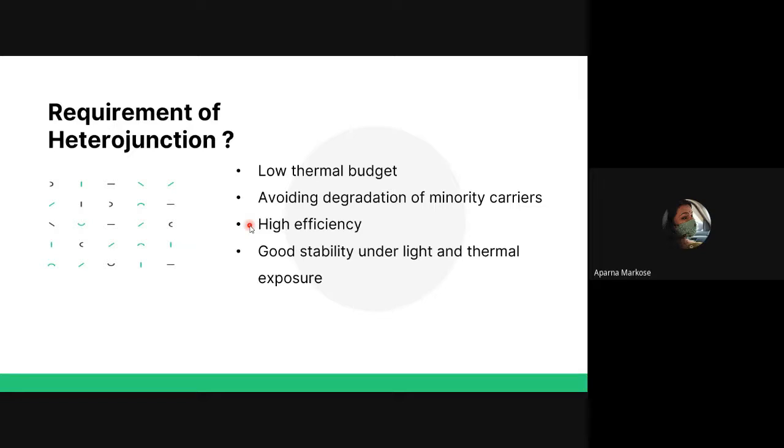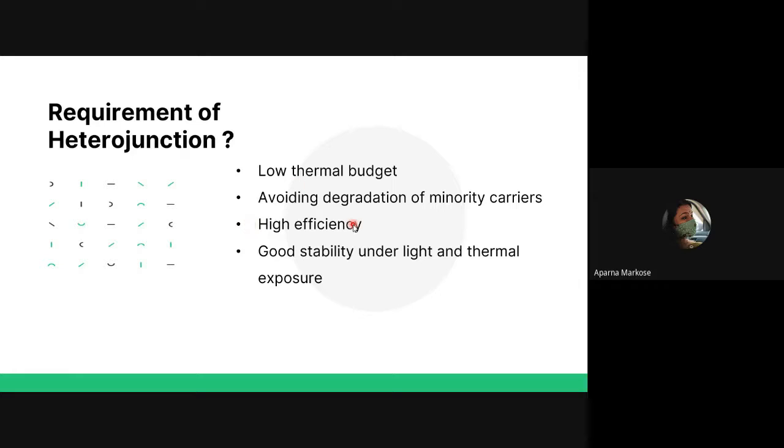Why do we need this heterojunction? There are already p-n junctions, and silicon solar cells are already established everywhere. But why do we require heterojunctions? One reason is low thermal budget. You can make it everywhere. Right now in India, nobody makes solar cells. You are importing from China or other places. You're buying it from there.